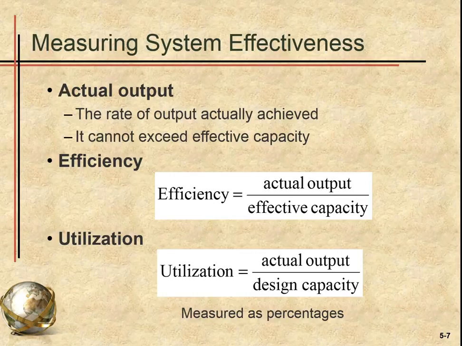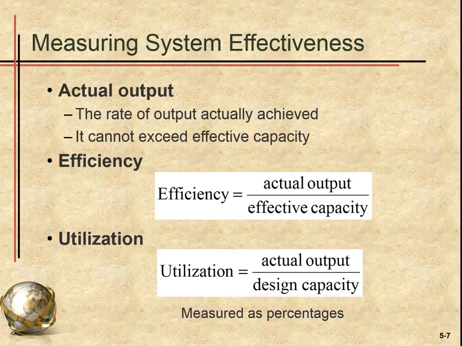So we have two ways to measure effectiveness of a system. Efficiency. And efficiency equals the actual output divided by the effective capacity. So if, going back to the previous example, my machine is capable in terms of effective capacity to do 1,000 units per day, and I was able to do 900, the machine got stuck for some time. I had some issues with getting the raw material. Doesn't matter. I was only able to get 900 units out of the machine. My efficiency is 90%. 900 over 1,000 gives me 90% efficiency.